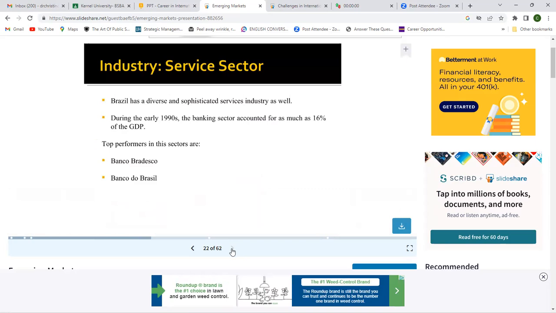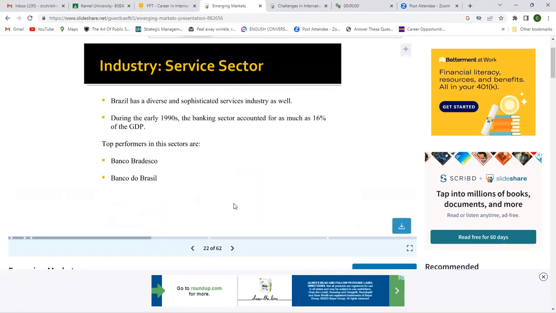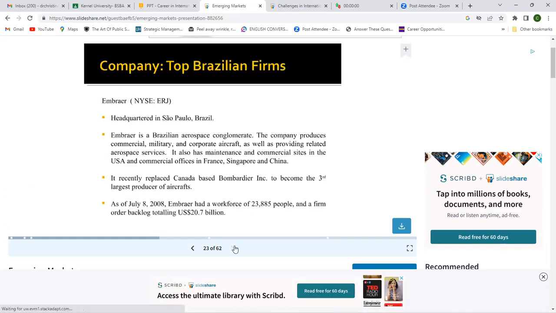We have industry, and the service sector. Brazil has a diverse and sophisticated services industry as well. During the early 1900s, the banking sector accounted for as much as 16% of GDP. Top performers in the sector are Banco Bradesco and Banco do Brasil.